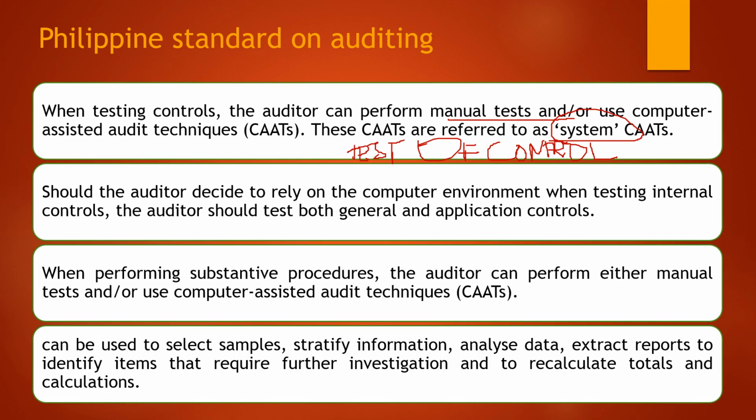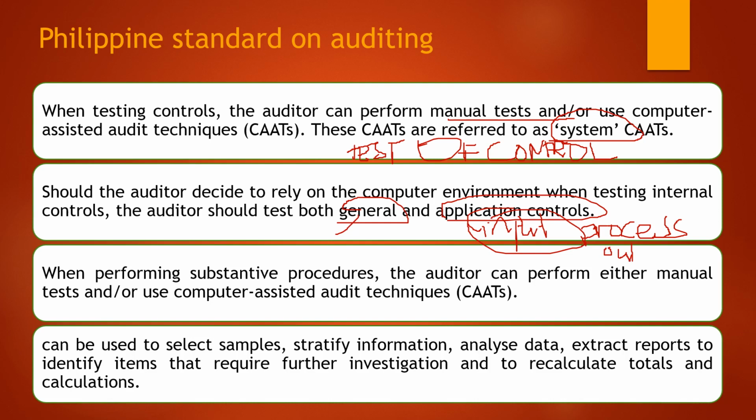Should the auditor decide to rely on the computer environment when testing internal controls, the auditor should test both the general and the application control. Application control is more on input. There is also process, but usually we rarely check process controls because they need to be specialized, so we focus more on input control. Output is more about checking the reports.